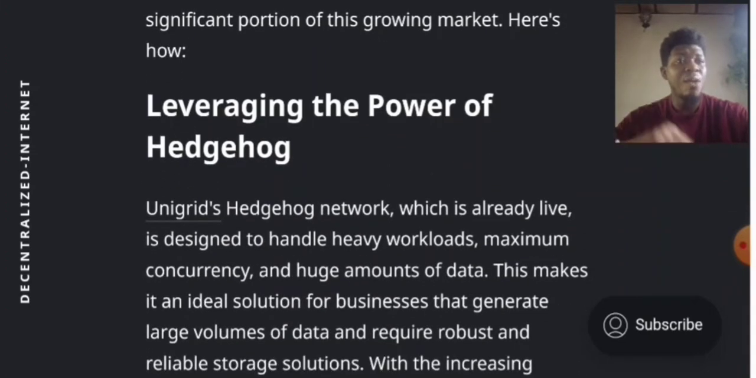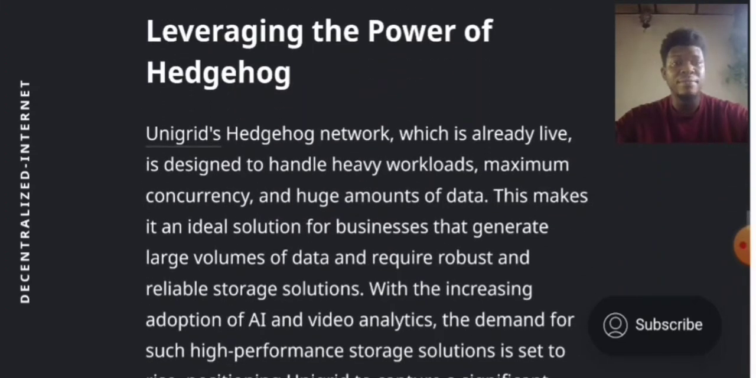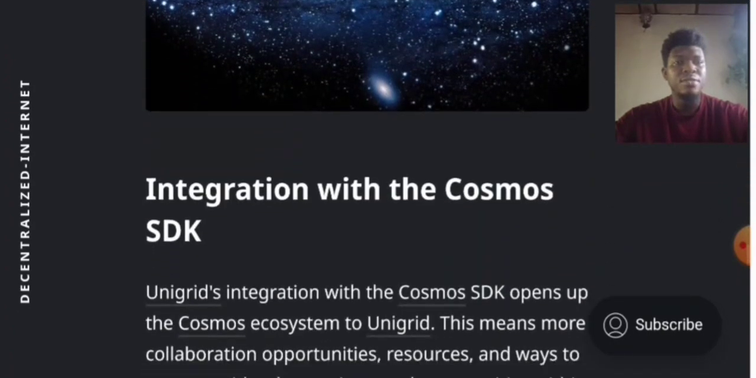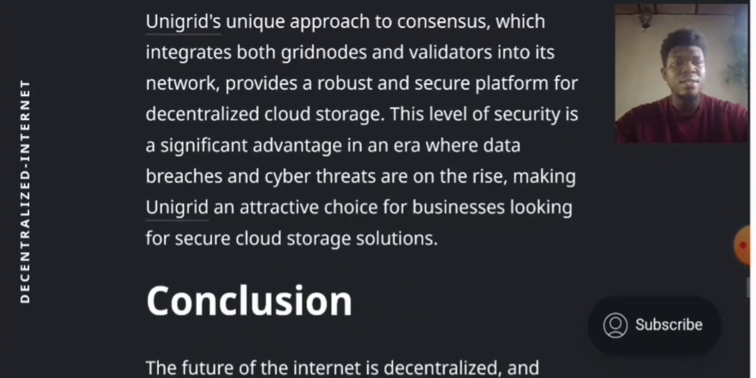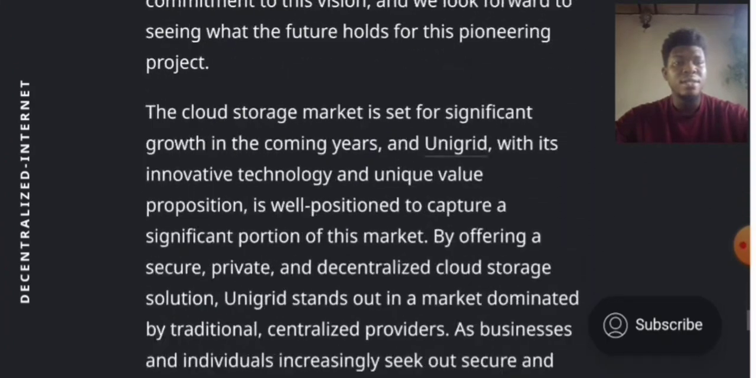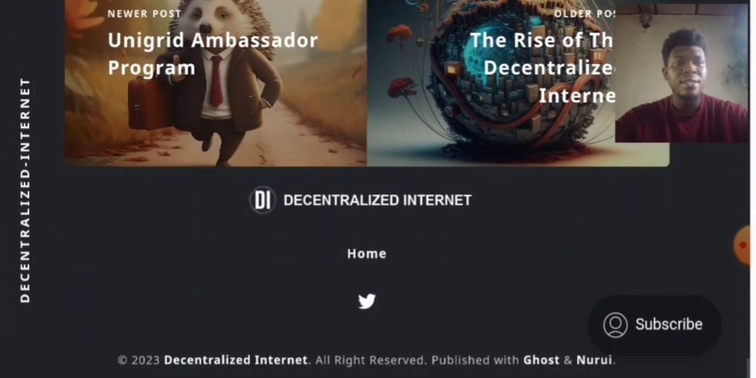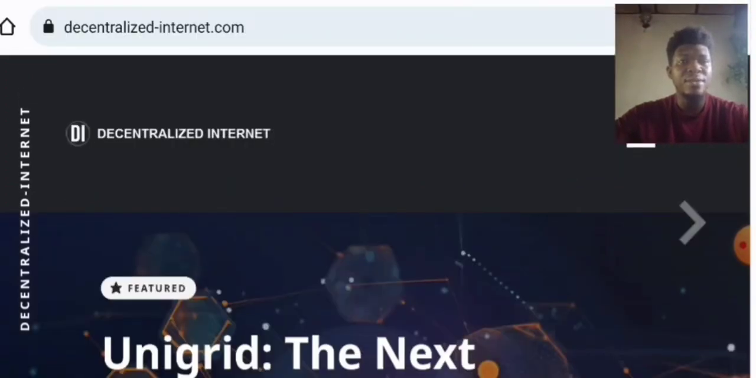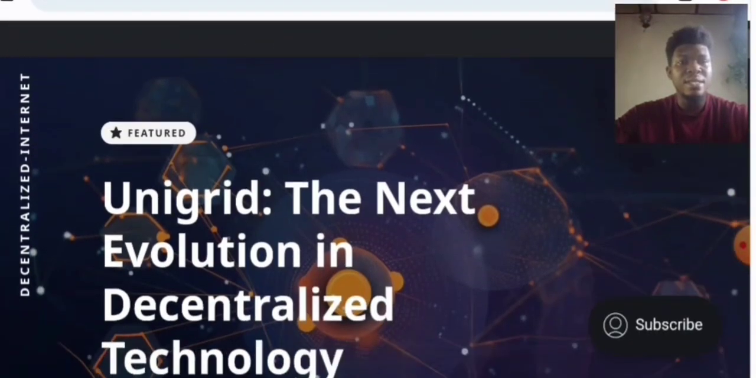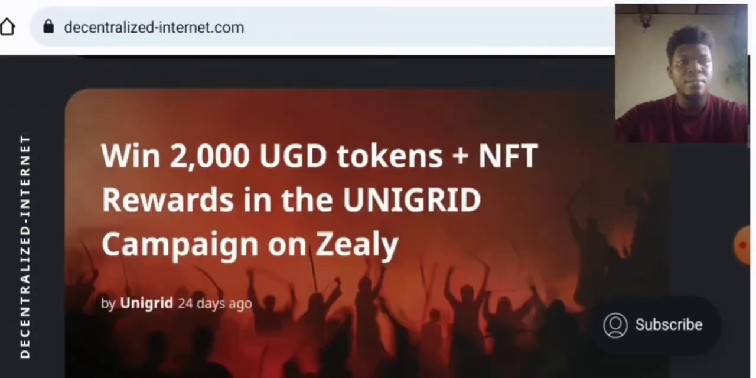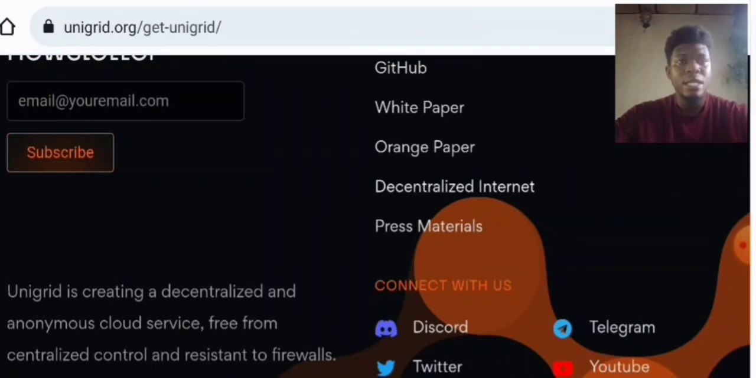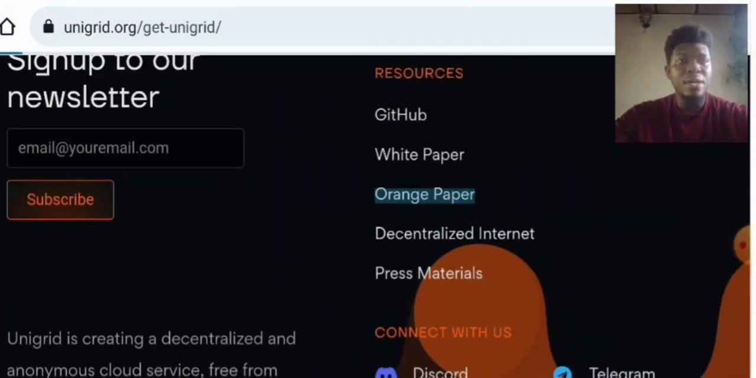Here's how Unigrid would contribute to this: integration with Cosmos block. Now let's go back to their homepage and see what other interesting things we can find out on the website. I mentioned earlier about their orange paper, so let's take a look at this orange paper.